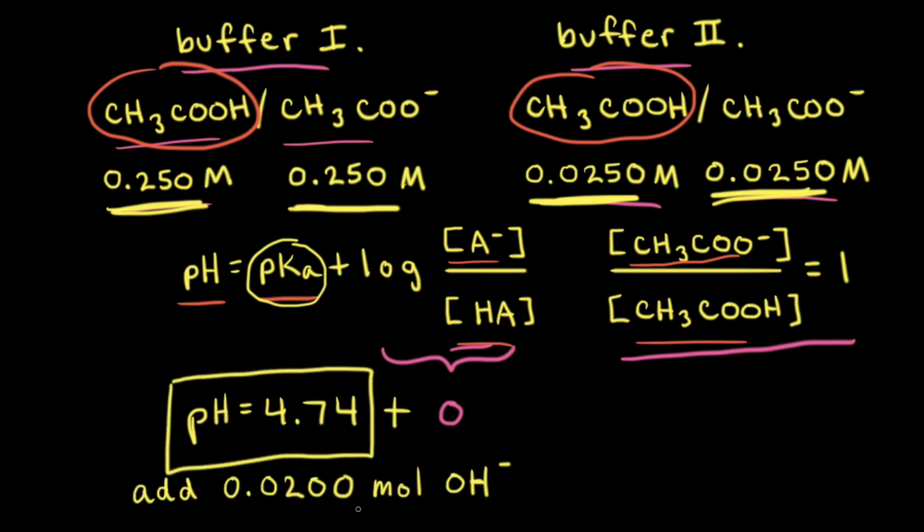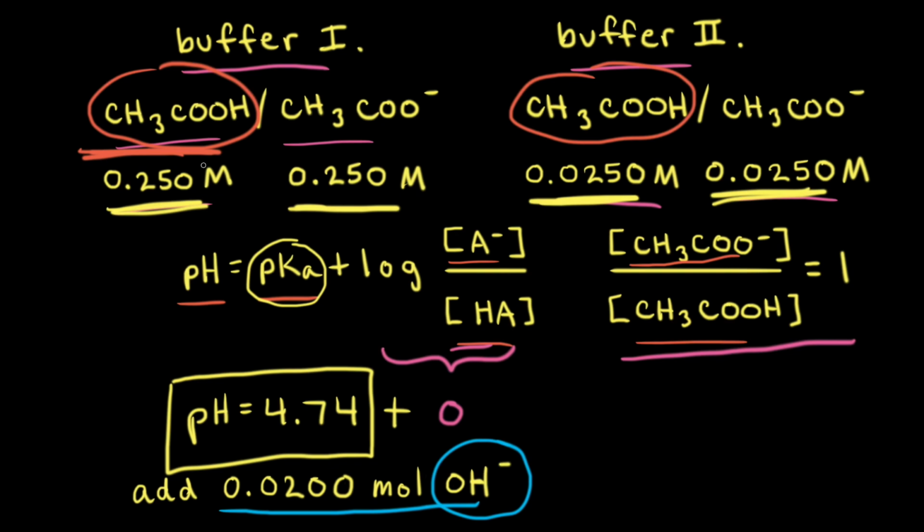So we're starting with two buffer solutions, each at a pH of 4.74, and to those buffer solutions, we're going to add 0.0200 moles of hydroxide anions. And by calculating the pH change after adding the hydroxide anions, we'll be able to see which buffer has the higher buffer capacity. The added hydroxide anions will be neutralized by the weak acid that's present in the buffer system, so that's acetic acid. So acetic acid is going to react with the hydroxide anions.